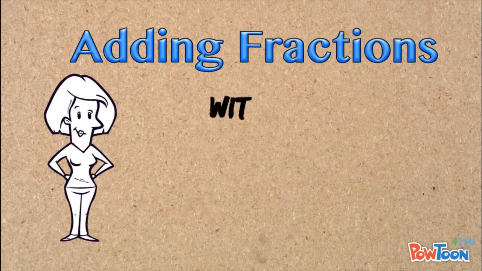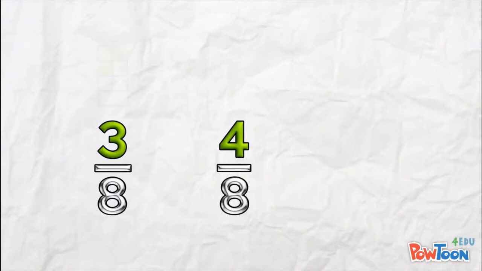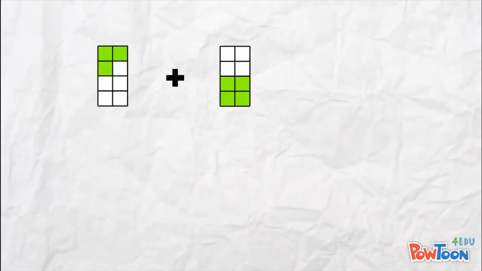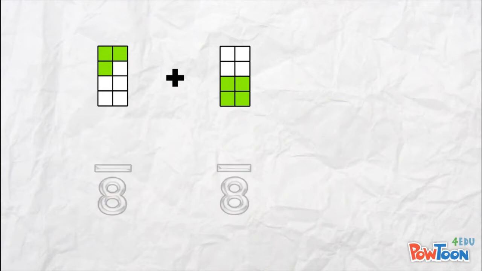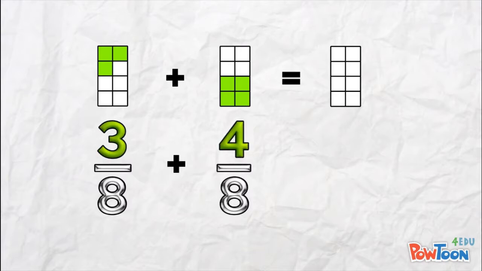Adding fractions with a common denominator. We have two fractions, and here's a model to represent them. We have to add them together. Both of the wholes are divided up into 8 parts, so we've got denominators of 8 on both of these fractions. In total, we have some number of parts out of 8. We add the shaded parts to find out how many parts we've got, and that's going to be our numerator. 3 plus 4 is 7 parts out of 8.